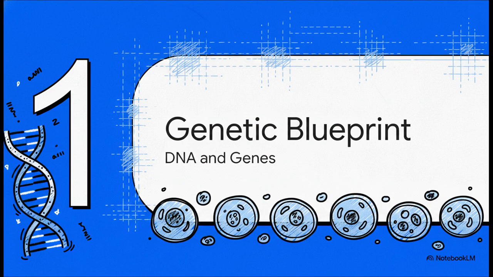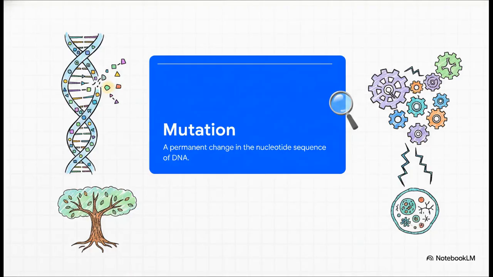Starting off with Section 1, the genetic blueprint, focusing on DNA and genes. Think of DNA, or deoxyribonucleic acid if we're being formal, as the ultimate architectural master plan. It literally contains all the genes that dictate the structure and function of every single cell in your body. It's incredible. Now, when there's a permanent change in the nucleotide sequence of that DNA, we call that a mutation.